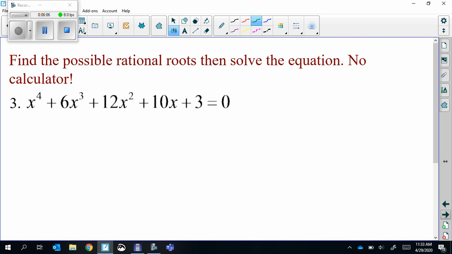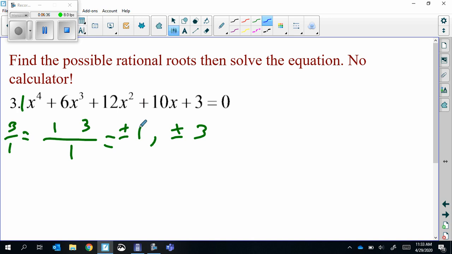All right, so now it says find the possible rational roots, then solve it. So that means we'd have to do both steps. So possible rational roots would be factors of p, which is 3, over factors of the leading coefficient, which is 1. Factors of 3 are 1 and 3, factors of 1 are just 1. So there's not that many options for this one. This is a lot easier, fewer things to test. It could only be 1 or 3, and then just remember it's plus or minus each of those. So these are our only possibilities.